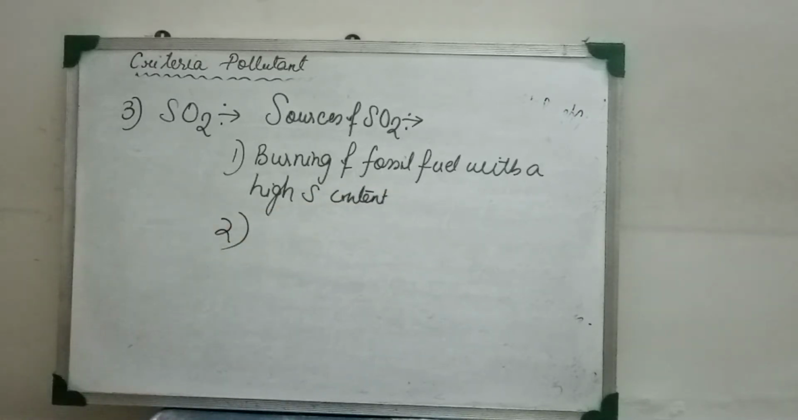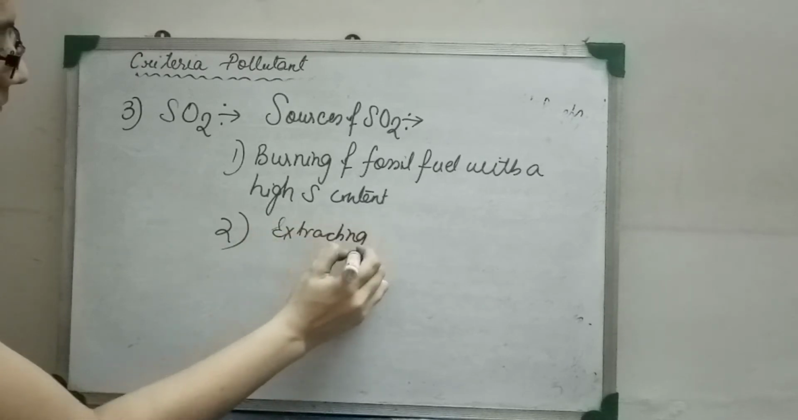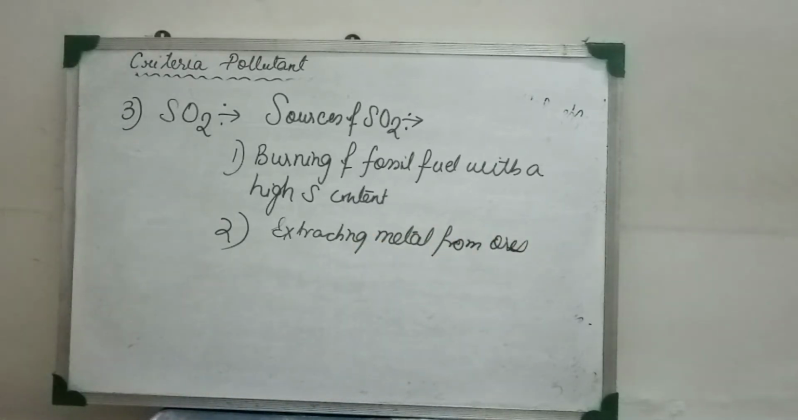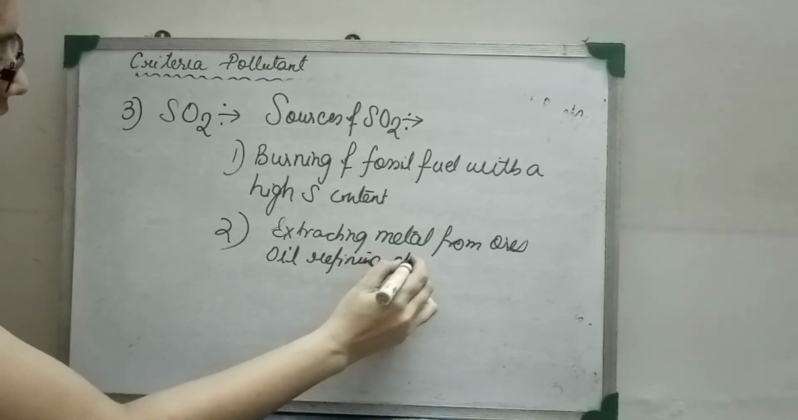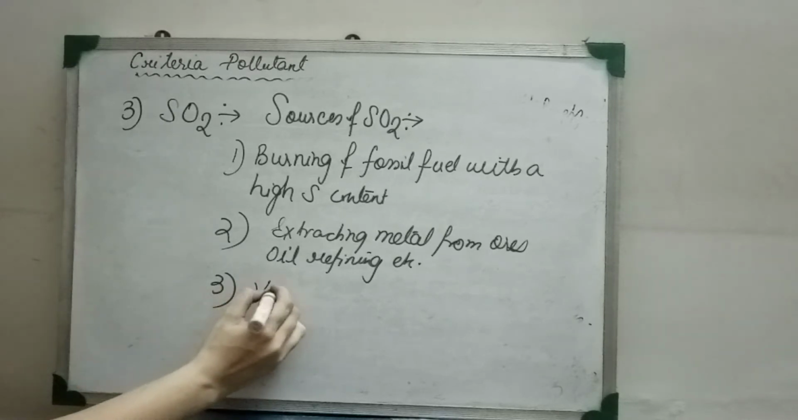Number 2, there are some small sources of sulfur dioxide which include industrial processes such as extracting metal from ores, smelting of sulfide ores and oil refining, etc. In the third point, I have included the natural sources, which include volcanic eruption.